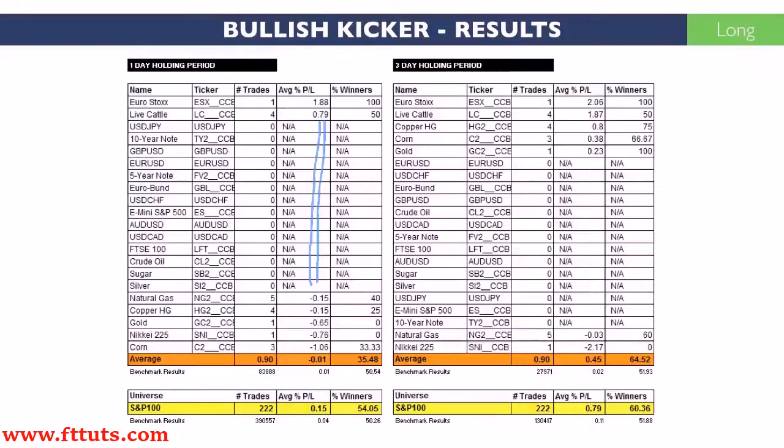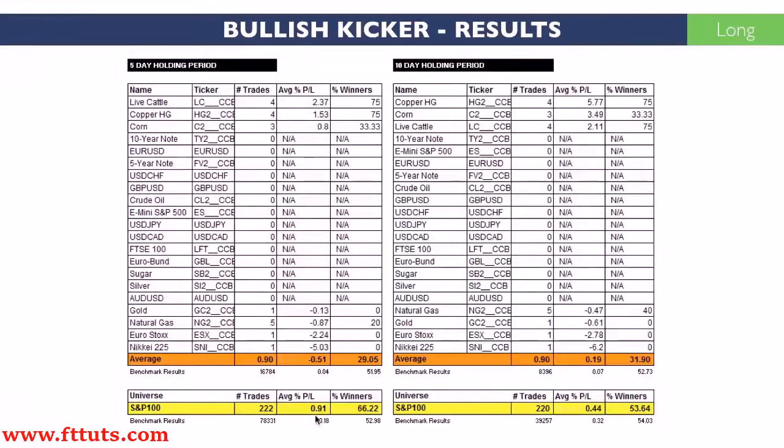For example, buying a bullish kicker and holding it for 3 days produced an average gain of 0.79% across S&P 100 stocks, with a healthy win rate of 60%. Holding for 5 days produced an average gain of 0.91% per trade, with an even higher win rate of 66%, while holding for 10 days produced an average gain of 0.44% per trade, and this was on a sample size of 220 trades. Even though there were relatively few trades, these are good results which may require some further research.